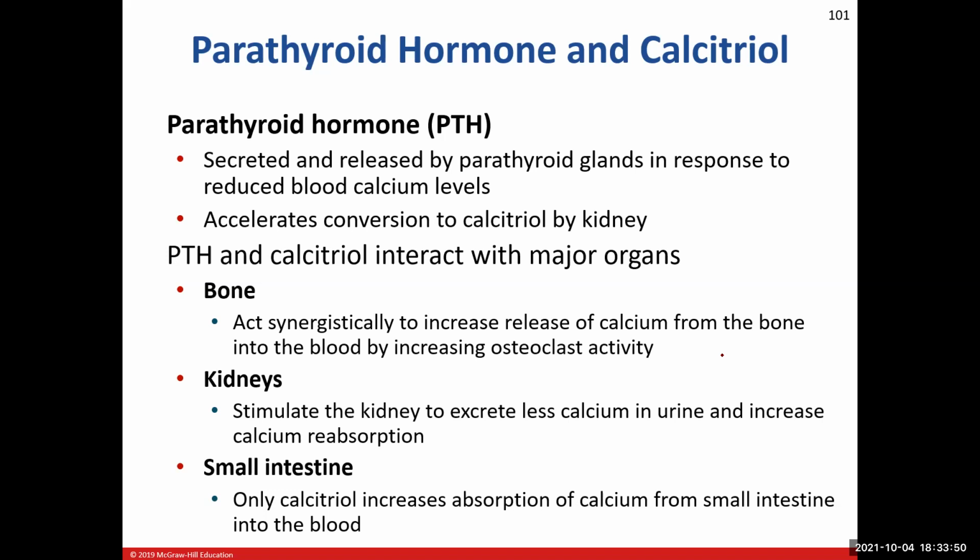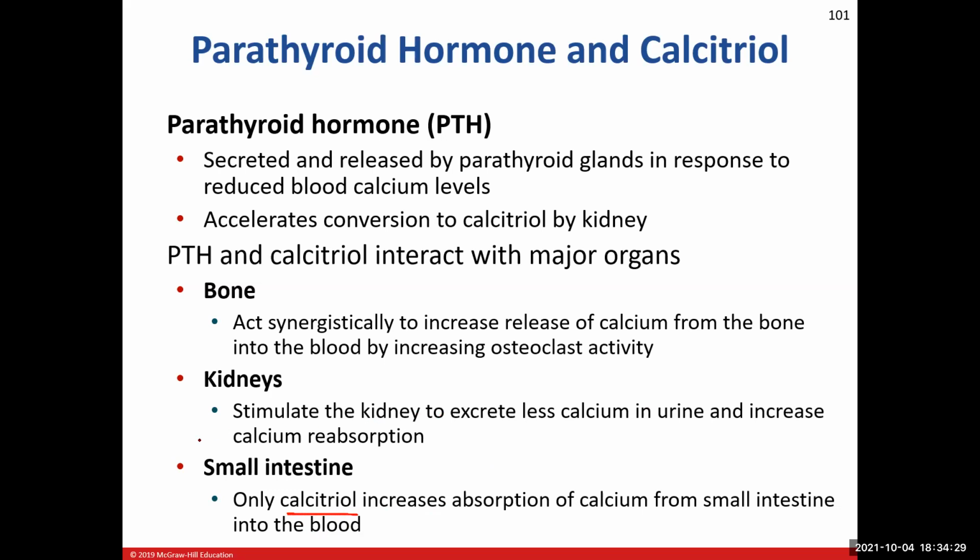Well, look at the organs listed below: bone, kidneys, small intestine. We talked about the small intestine with respect to calcitriol, because only calcitriol is going to increase the absorption of calcium from the small intestine. Parathyroid hormone does not have anything to do with that. It's a great test question, so don't be confused. Parathyroid hormone has nothing to do with the small intestine. Calcitriol is the only hormone out of these two that affects the small intestine. They both will affect bone and the kidneys.